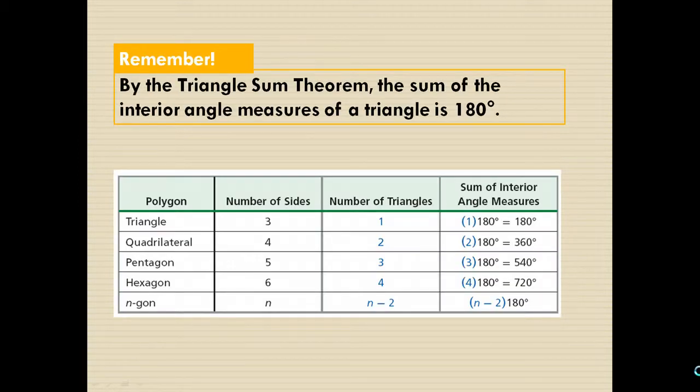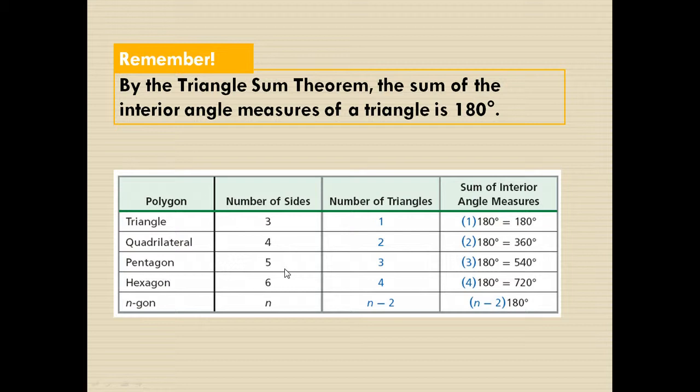Remember that we have 180 in each triangle. If we look at the pattern, we have a triangle with 3 sides. Number of triangles, well, that's 1, 180 degrees. The quadrilateral has 4 sides. We can make 2 triangles out of there. 2 times 180 is 360.